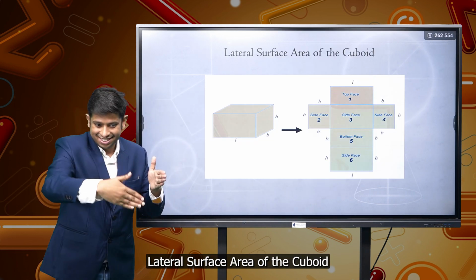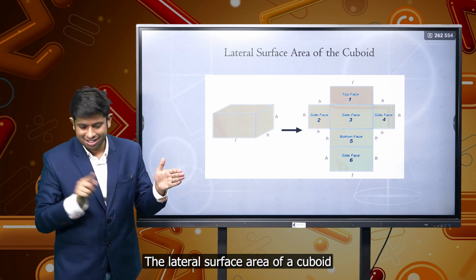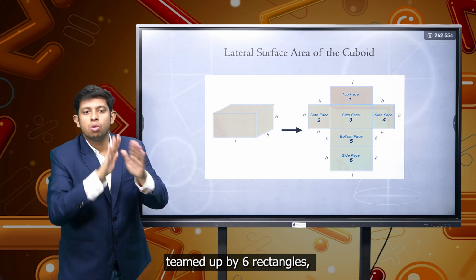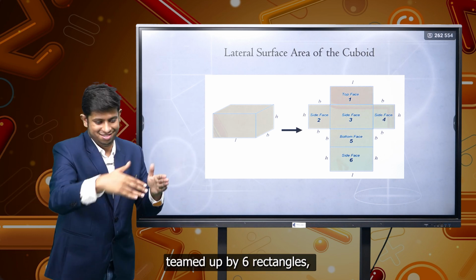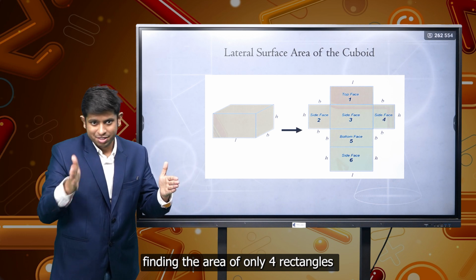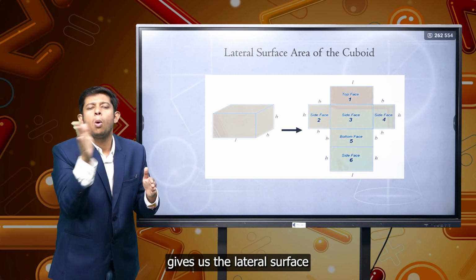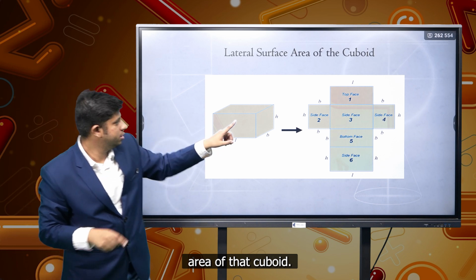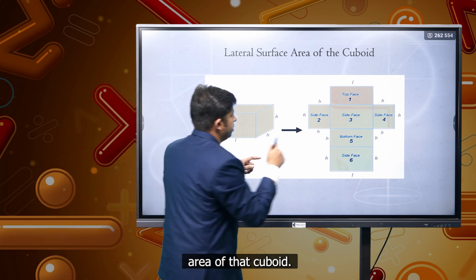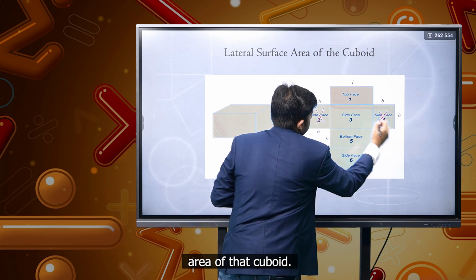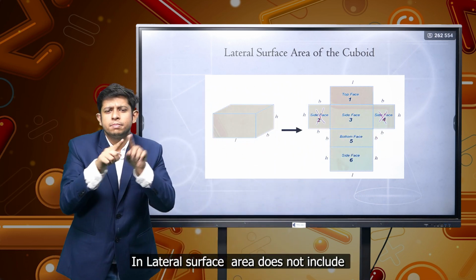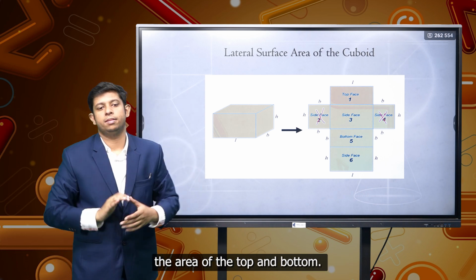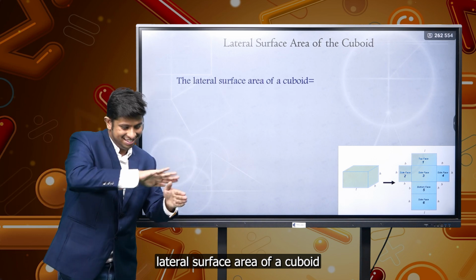Lateral surface area of the cuboid. The lateral surface area of a cuboid is the area of only 4 rectangles, since we know that a cuboid is made up of 6 rectangles. Finding the area of only 4 rectangles gives us the lateral surface area of the cuboid. The lateral surface area does not include the area of top and bottom. Lateral surface area of a cuboid.